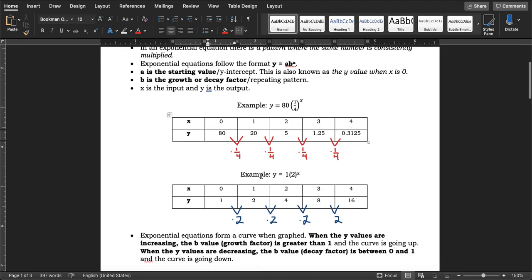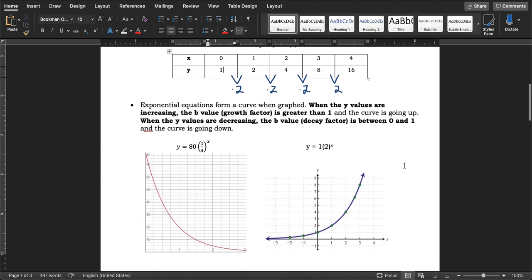Here's another example of an exponential equation. y equals 1 times 2 to the power of x. Here our starting value is 1. So that's the y value when x is 0. And we see that reflected in the table. Our factor is 2. And in this case, the factor is considered a growth factor because if we repeatedly multiply by 2, it will cause the numbers to go up. So as we can see in the table, we're repeatedly multiplying by 2, so the y values are increasing.